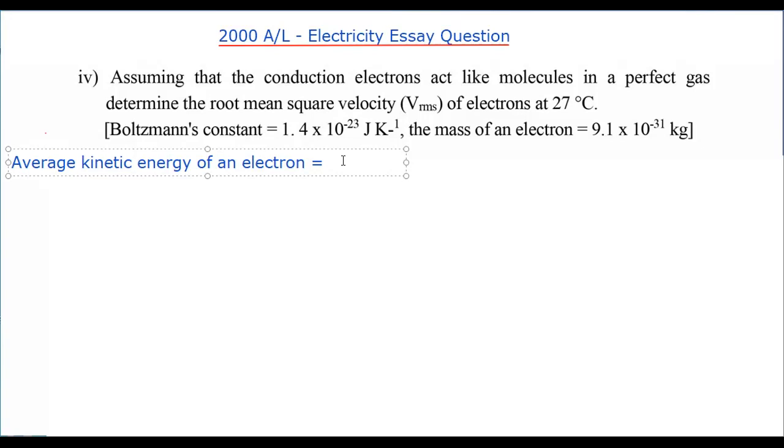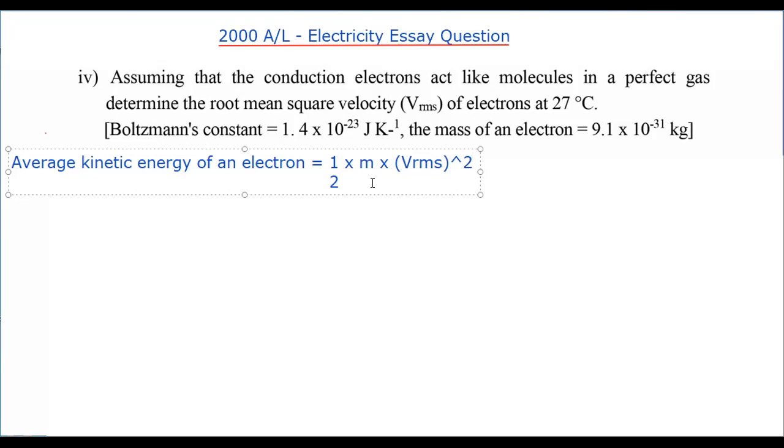Look at the board. Average kinetic energy of a freely moving electron is half mv square. Here, the velocity that we use to calculate this kinetic energy is said to be VRMS, so VRMS square. That's the point you should remember. The average velocity of an electron used to calculate average kinetic energy is known as RMS velocity.